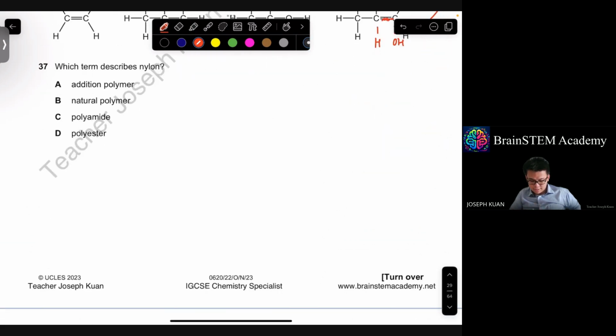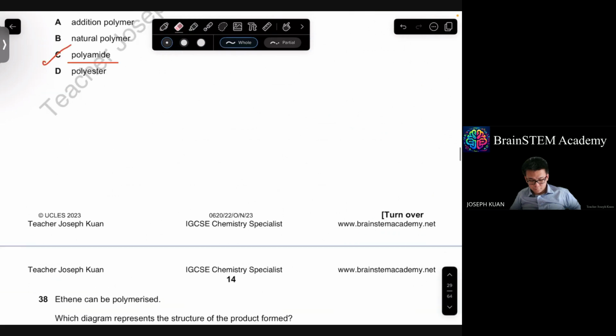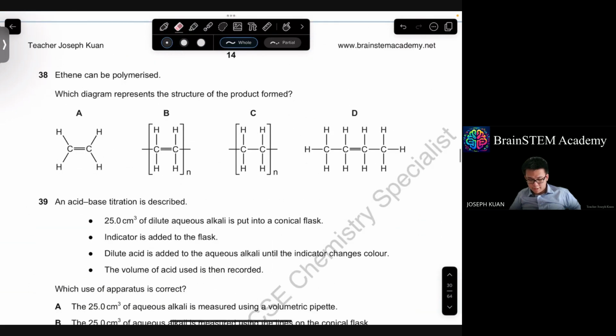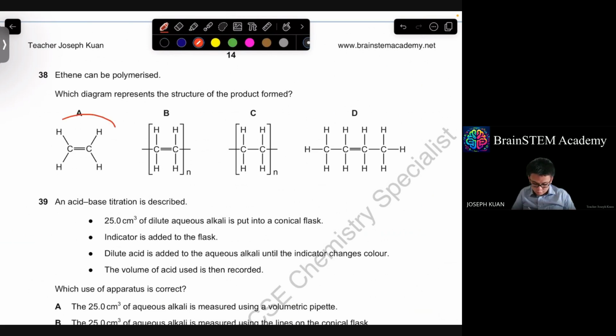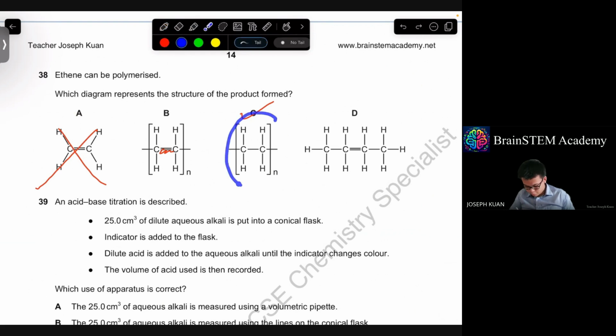37. Which term describes nylon? It's a polyamide, a synthetic polyamide. Ethene can be polymerized. Which diagram represents the structure of the product formed? This is a monomer, ethene. This one has a double bond. After bonding, it's wrong. So it's like this, it should be C. As we have saturated ethene monomers forming the whole polymer. So C is the answer.